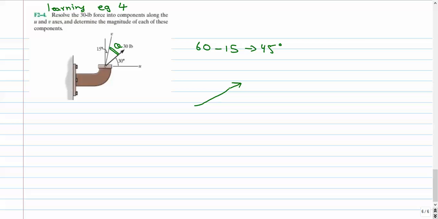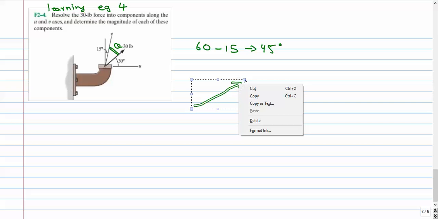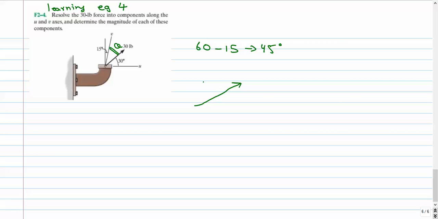The u-axis is completely horizontal, so let's draw that axis right here, like this. This is our u-axis, and the v-axis is like this. So these two lines would be the components for this 30 pound force. Now we need to find the angles, these three angles for this triangle, if we want to get the values for this component and this component.